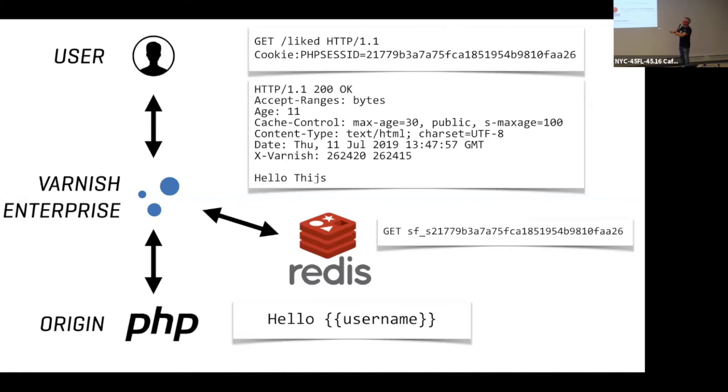So imagine your user is connecting to your Varnish Enterprise server, it's enterprise only, unfortunately, with a cookie with a session ID in it. Again, Symfony processes it and it will output hello username, but instead of making it uncacheable and putting the username in here based on what's stored in your session that happens to be stored in Redis.